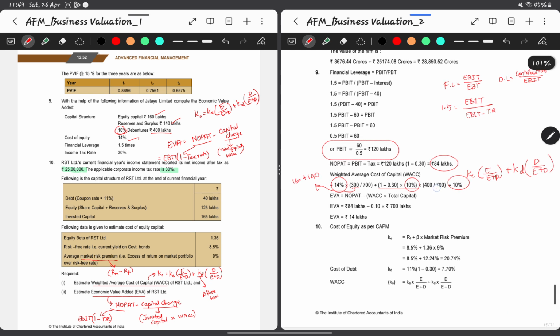Then the total invested capital is 700, so 700 multiplied by 10 percentage, that is the capital charge. In our case it is 70 lakhs, and the NOPAT which we got is 84 lakhs. So 84 minus 70 is the value added to the firm, which is nothing but 14 lakhs in our case.